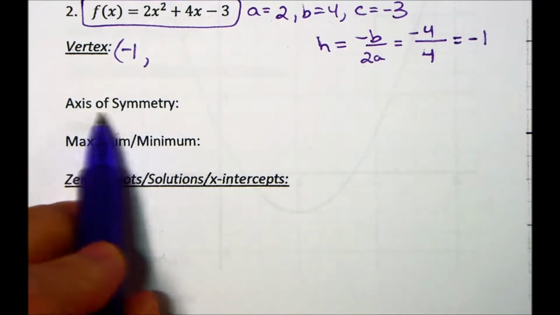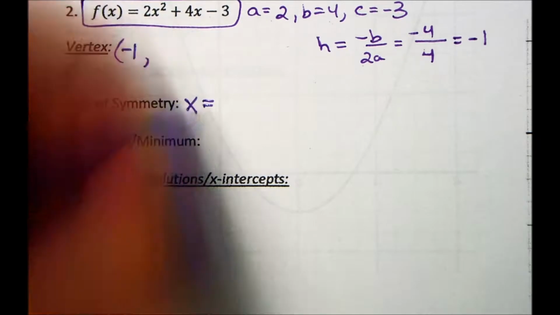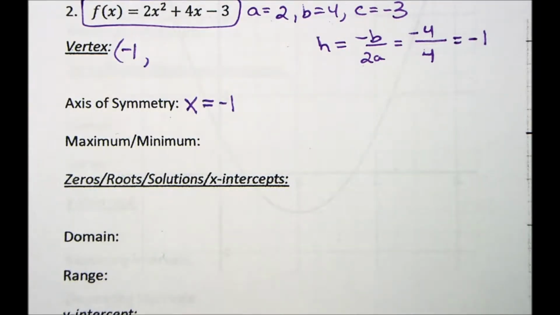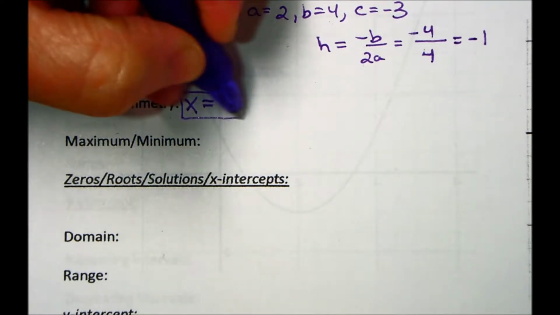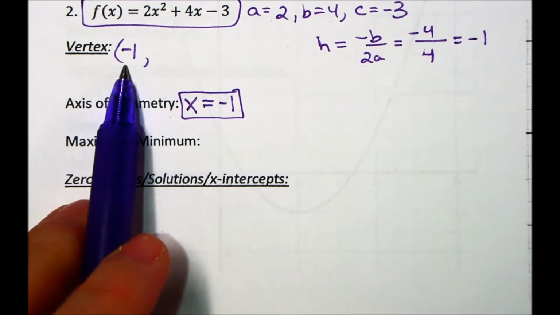That also tells you the axis of symmetry, but don't forget you must have x equals in front of it. If all you give me is a number, I'm not marking it, it will be marked wrong. So x equals -1 is the axis of symmetry. So that piece is done because we found that there.